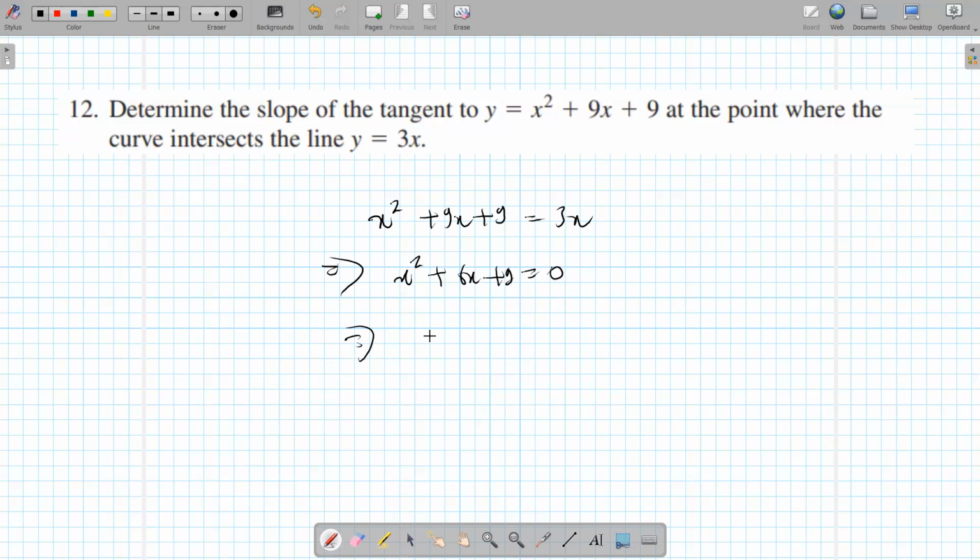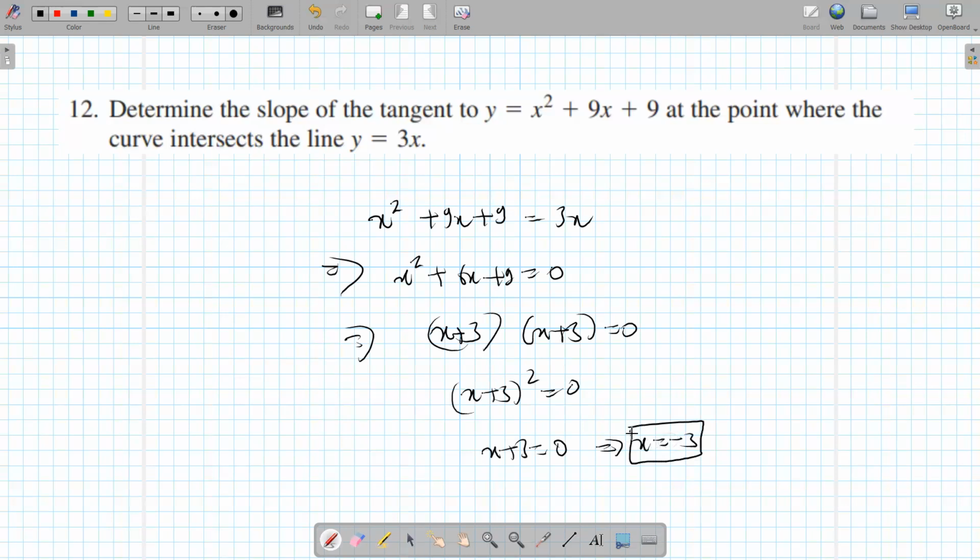So this becomes x plus 3, because the leading coefficient is 1. Once you have your numbers, it's just going to be like this. And you can rewrite that as x plus 3 whole squared equals 0. Square root both sides, you get x plus 3 equals the square root of 0, which is still 0. And finally, x is negative 3. Cool?